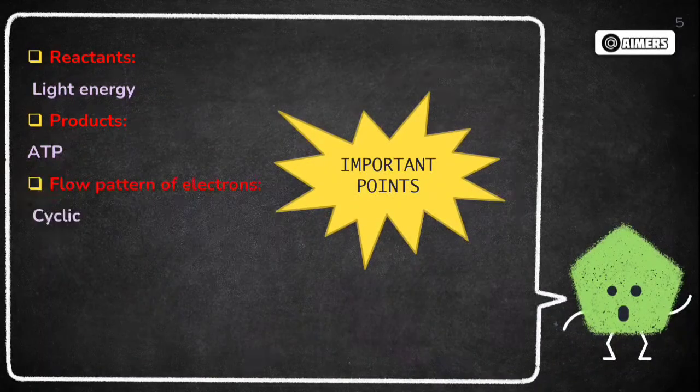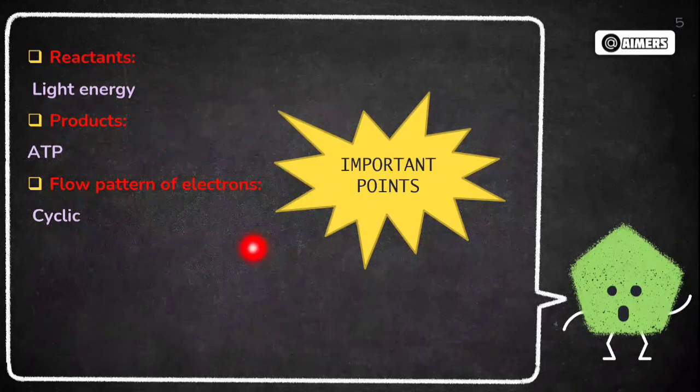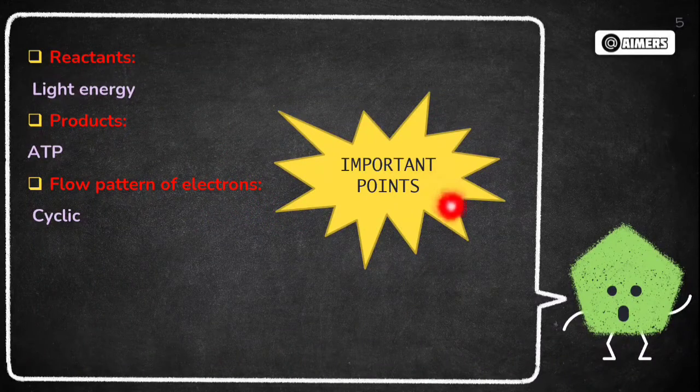Now, what is the flow pattern of electrons? This is very obvious that electrons flow in a cyclic pattern. The electron donor and electron acceptor will both be the same, and they will form a cycle. That's why it is called cyclic photophosphorylation.